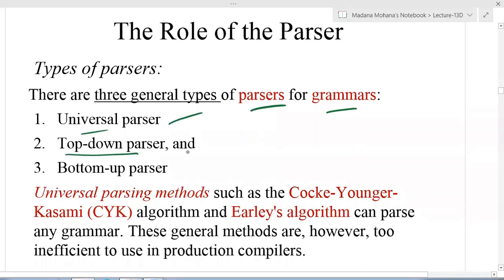Second one is called a top-down parser. Third one is called a bottom-up parser. As per the syllabus, we will discuss in detail all the techniques of these two types of parsers, that is, top-down parser and bottom-up parser.